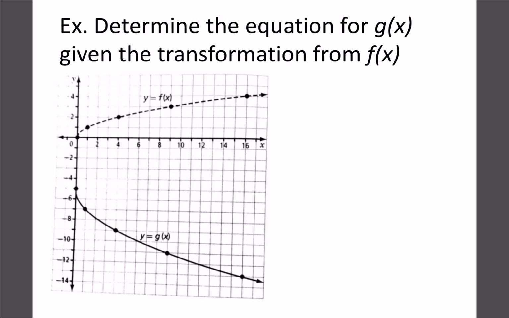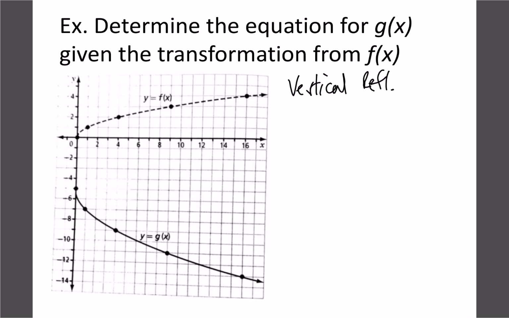Okay, last example, sort of the same but kind of in reverse order. This time they give you the graphs and they're trying to figure out what the equation would be. So f of x is our original, so that's the dotted line at the top. So let's do sort of the same thing, let's figure out what went on. So we know that it got reflected vertically, right, because it's now upside down, so that's good.